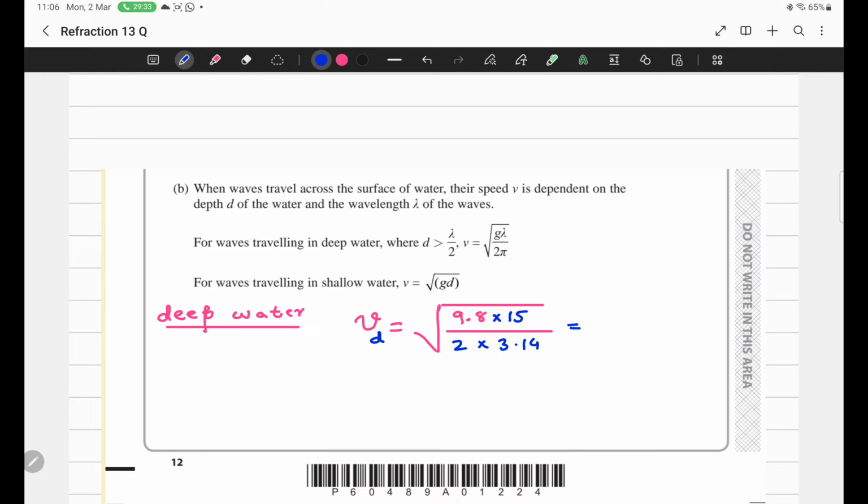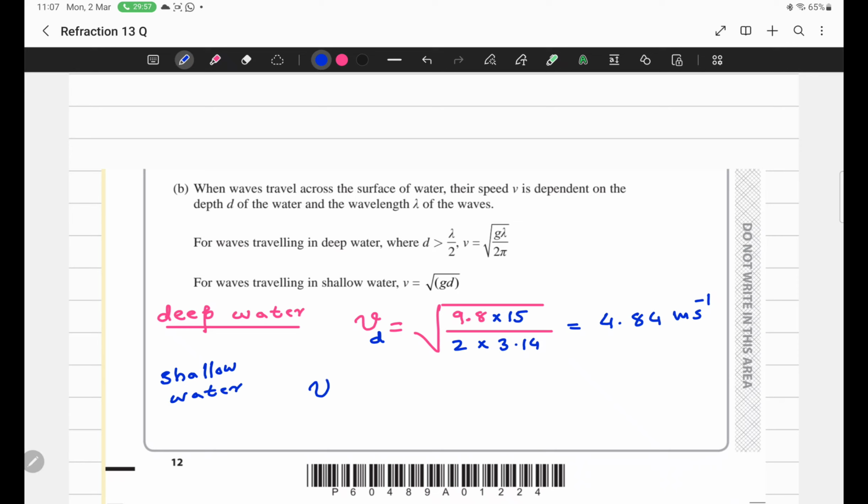You said it is 4.84 meter per second. Okay, we have calculated the speed of water wave in deep water, and now I am working for shallow water.